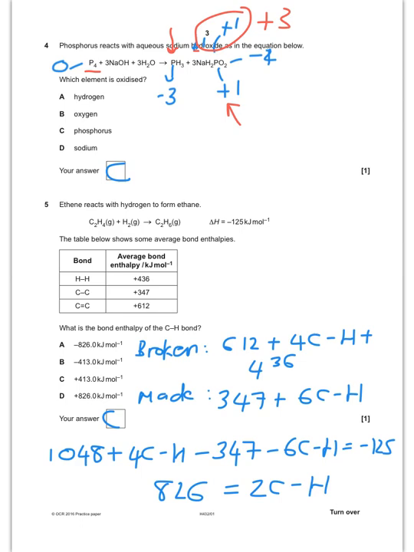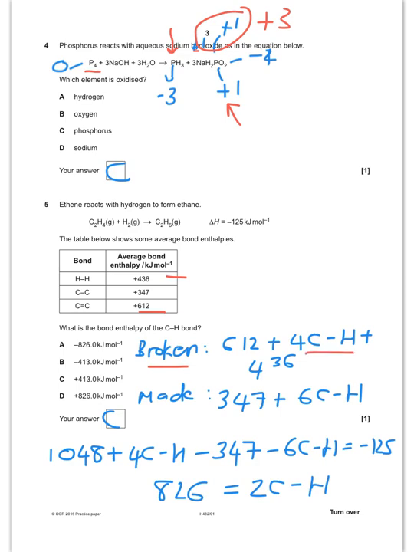Ethene reacts with hydrogen to form ethane. We've got some average bond enthalpies, and it wants to calculate the CH bond. So it's a little bit of fiddliness to work out your CH bond enthalpy. So the first thing is you work out your bonds broken, and I've broken a carbon-carbon double bond at 612, and I've also broken a hydrogen-hydrogen bond at 436, and I've broken 4 carbon-hydrogen bonds, which I've left here as 4CH.